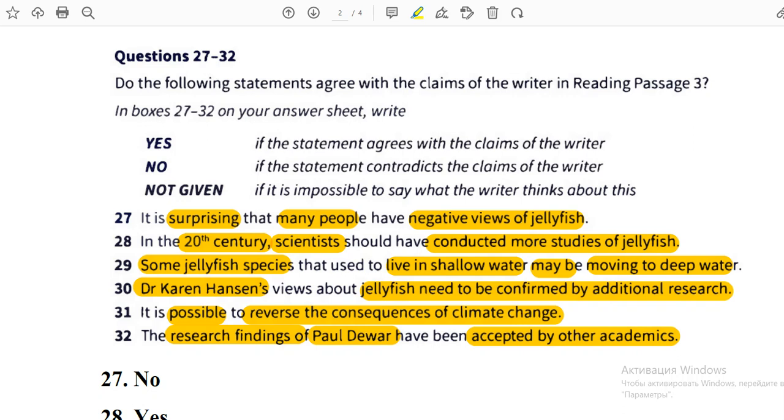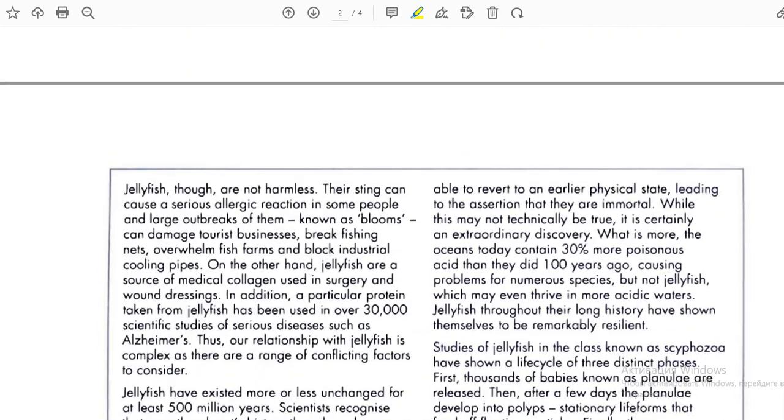27. It's surprising that many people have negative views of jellyfish. Here it is, the highlighted word: surprising. Whether the writer, the author, is surprised that the majority of people have negative views of jellyfish. So locate the negative views about jellyfish in the first sentence of the passage. Is the writer surprised? Let's see.